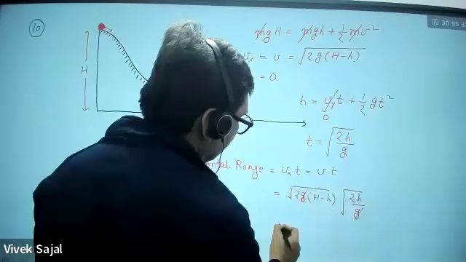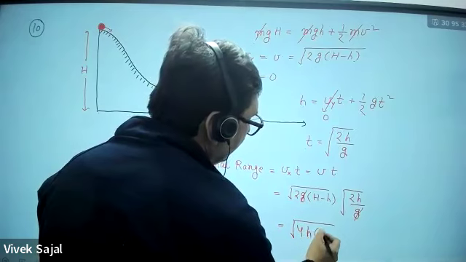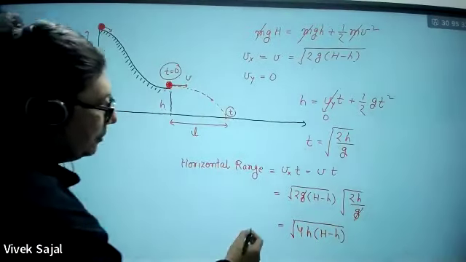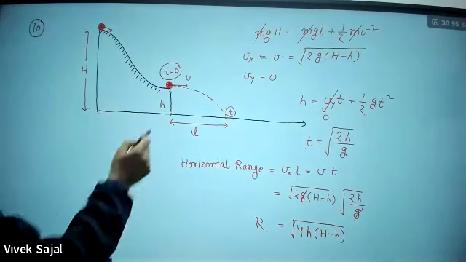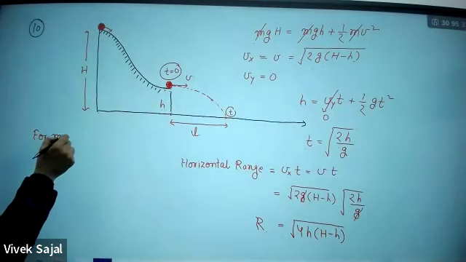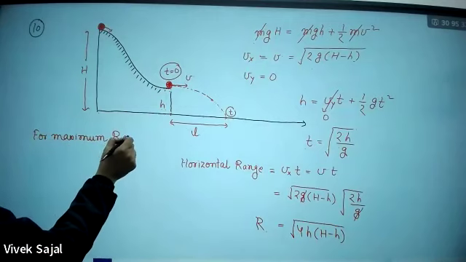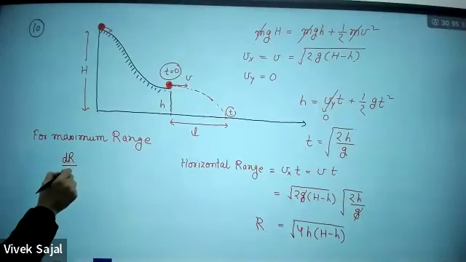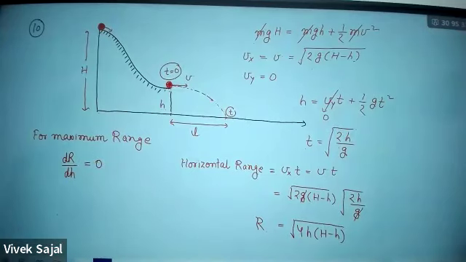So this g is going to cancel out. This will be square root of 4h(H minus h). Okay, this is the range. You want to find the maximum range, so for maximum range you want to change this h. For maximum range, you can write dR by dh equal to 0.